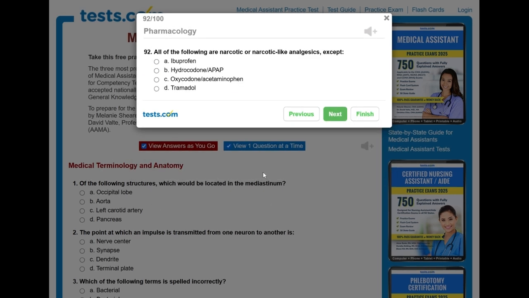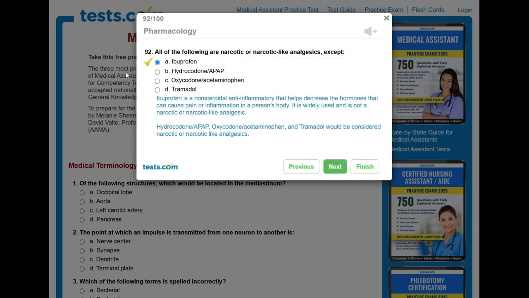Question 92. All of the following are narcotic or narcotic-like analgesics except A. Ibuprofen, B. Hydrocodone, APAP, C. Oxycodone, acetaminophen, D. Tramadol.